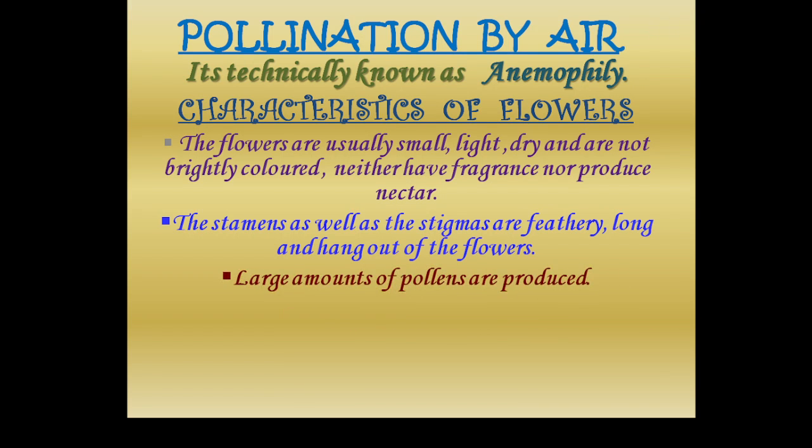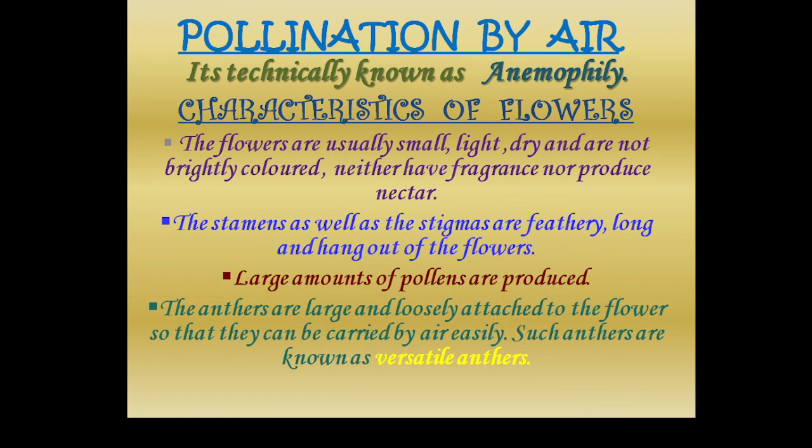They produce large amounts of pollen grains. Yeah, wastage of pollen grains takes place. Pollen grains are wasted on the way while they are flying with the air breeze. So large amounts of pollen grains are produced. And the anthers are large, they're loosely attached to the flowers so that they can be carried easily. Such anthers are known as versatile anthers. So you got what versatile anthers are? Please check it out.